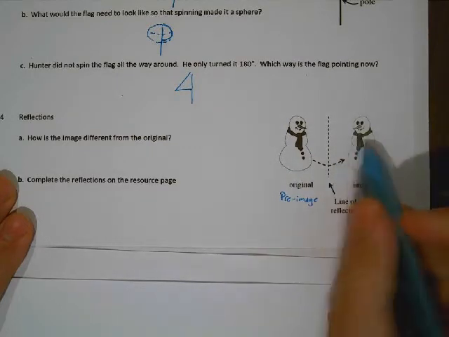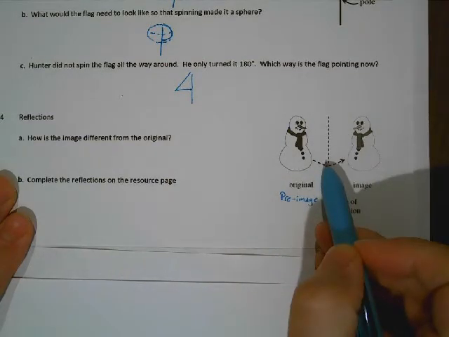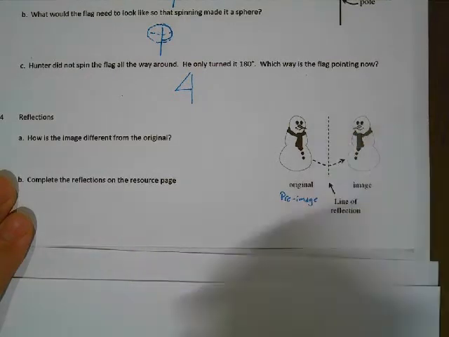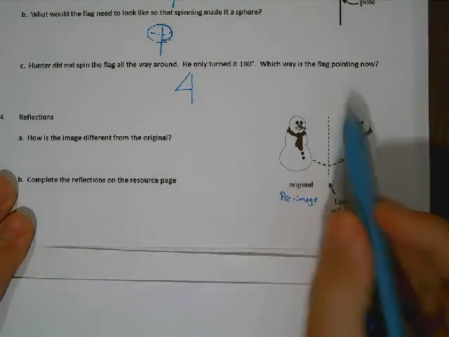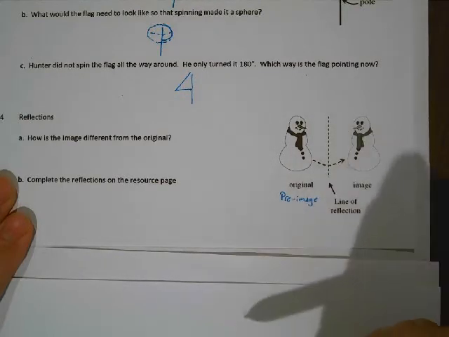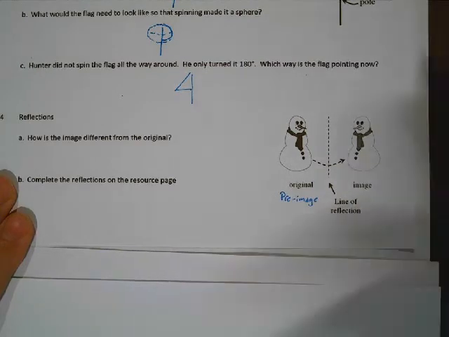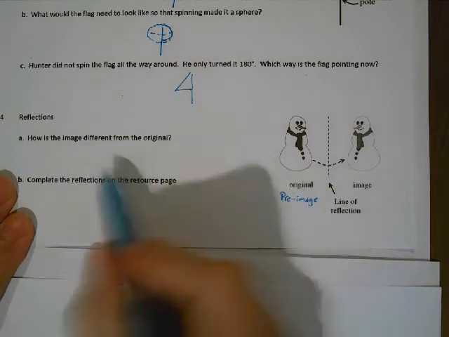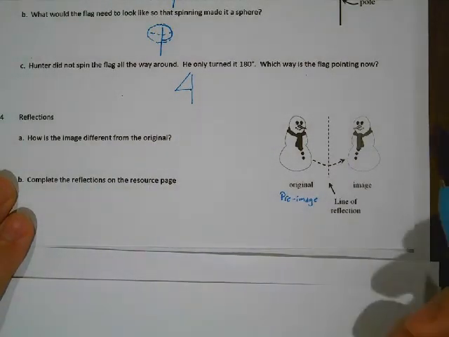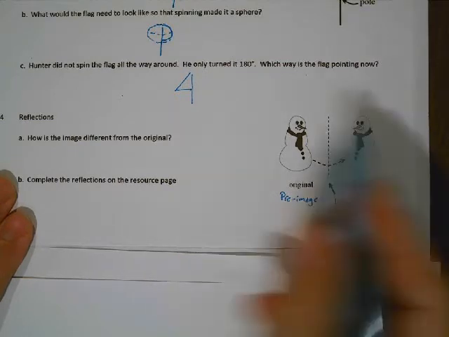And notice how the facing is. If this one is facing towards the line of reflection, this carrot nose here is facing towards the line of reflection. Everything faces towards that line of reflection if it was already facing towards it. If it's facing away from the line of reflection, on the other side it would be facing away. All right, so how is this image different from the original? Well, number one, we can see that this image is facing a different direction.